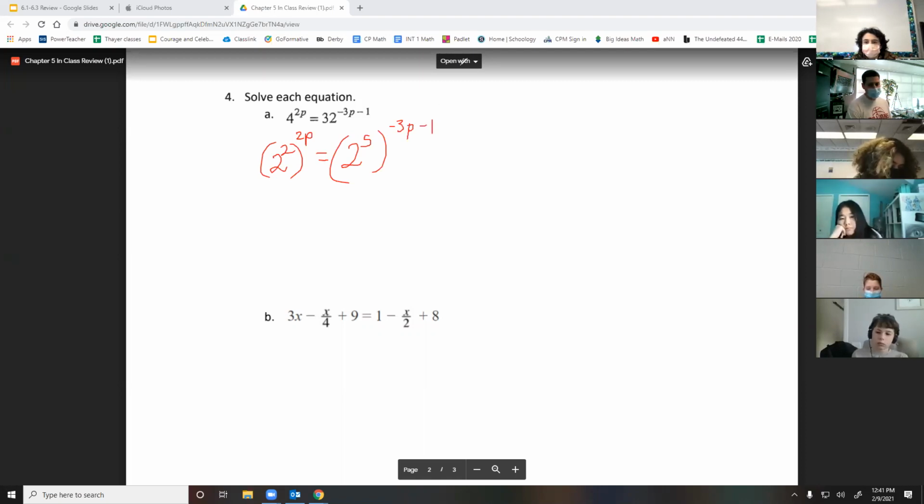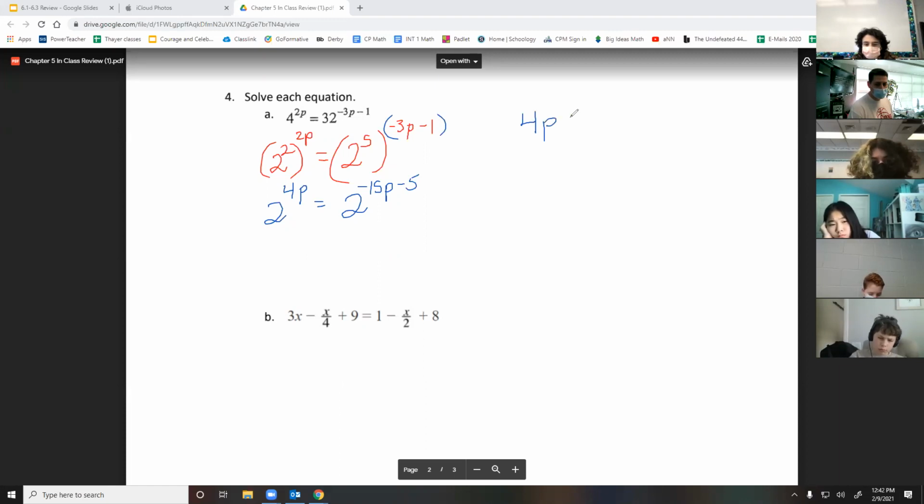Now that you've achieved same bases, we can use the power to a power property and make this 2 to the 4p and 2 to the 5 times these pieces, or negative 15p minus 5. Now, since the bases are the same, what exists in the exponents must also be the same. So I'm going to forget about the bases for now and just focus on the exponent part. They have to be equal to each other. So now you're just solving a problem with variables on both sides. So I'm going to move my variable to one side.